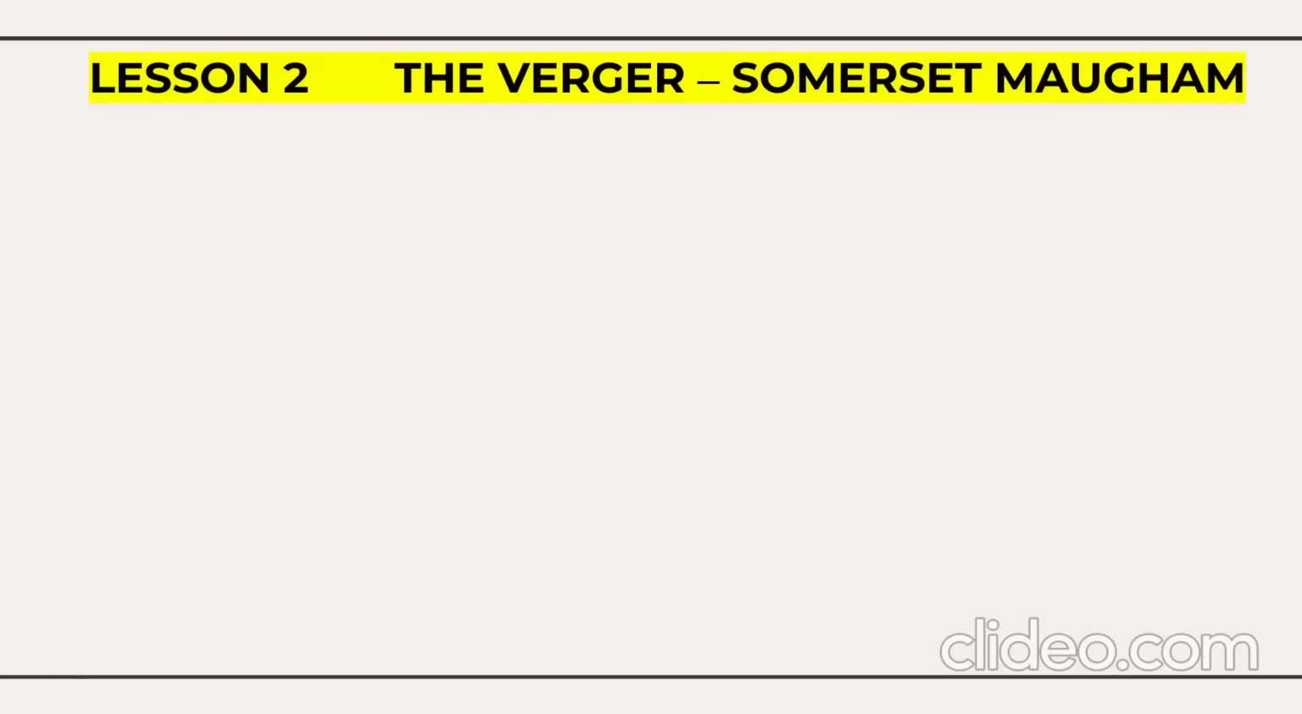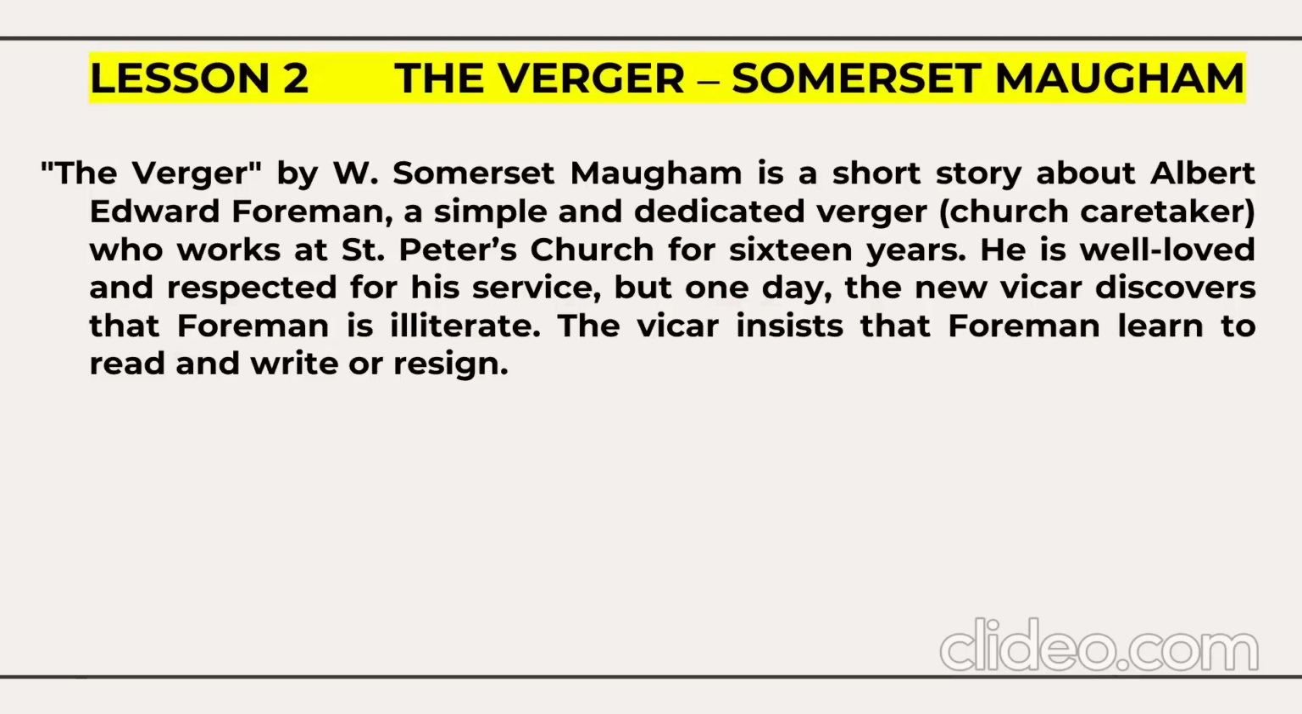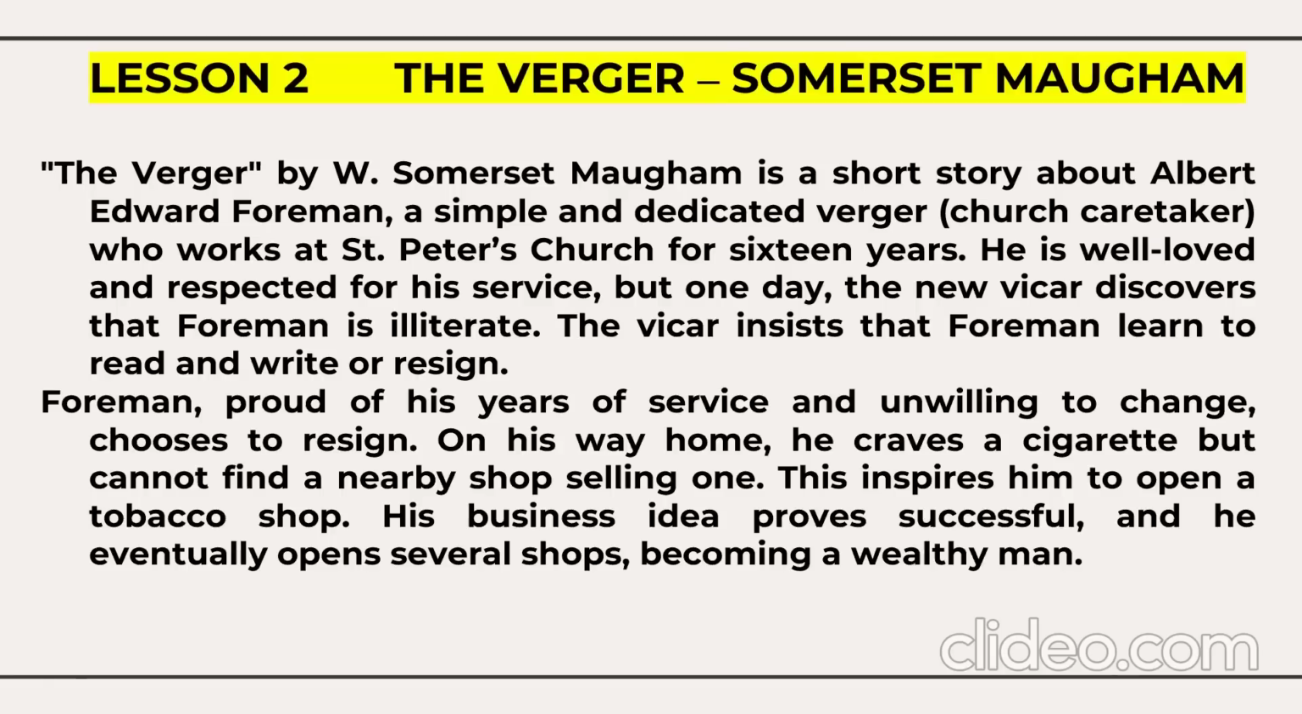Lesson number 2, you have here the Verger by Somerset Maugham. It's a short story about Albert Edward Foreman, a very simple, very dedicated verger. Verger means someone who works at a church, a caretaker, who has worked at St. Peter's Church for 16 years. He's well loved and respected for his services. But one day, a new vicar comes and finds that Albert Edward Foreman is illiterate, not educated. So the vicar insists that Foreman should learn to read and write, or otherwise he should resign.